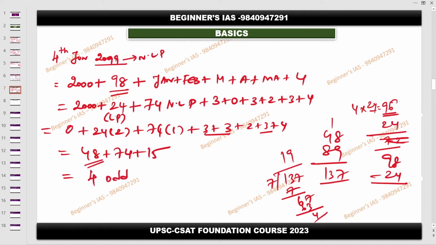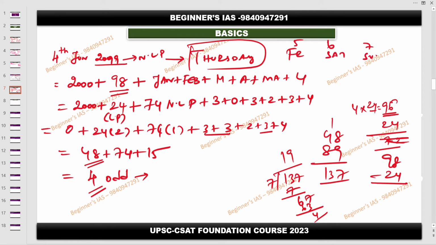4 odd days, then 4th June 2099 can be, 4 is what is assigned for Thursday. So if 4th June 2019 is the Thursday, 5th is going to be the Friday, 6th is going to be the Saturday, 7th is going to be the Sunday. In this method also you can do. Understood? Yes, sir. So we have done 3 methods here.